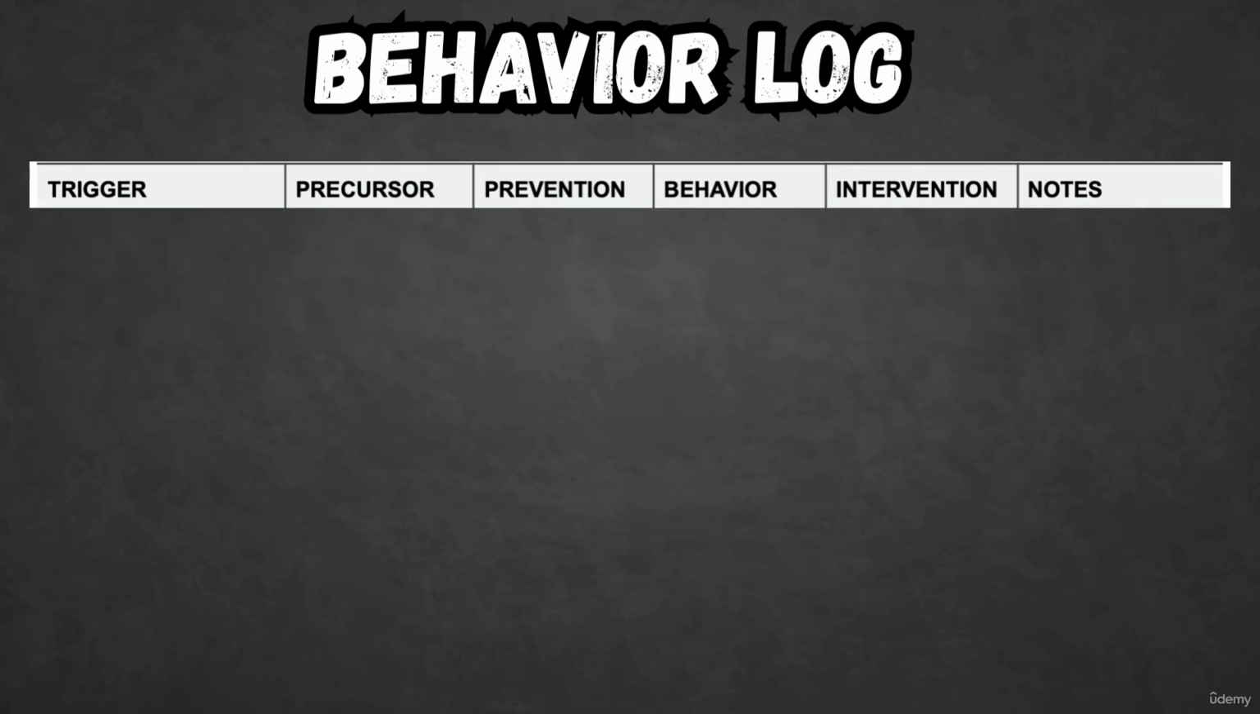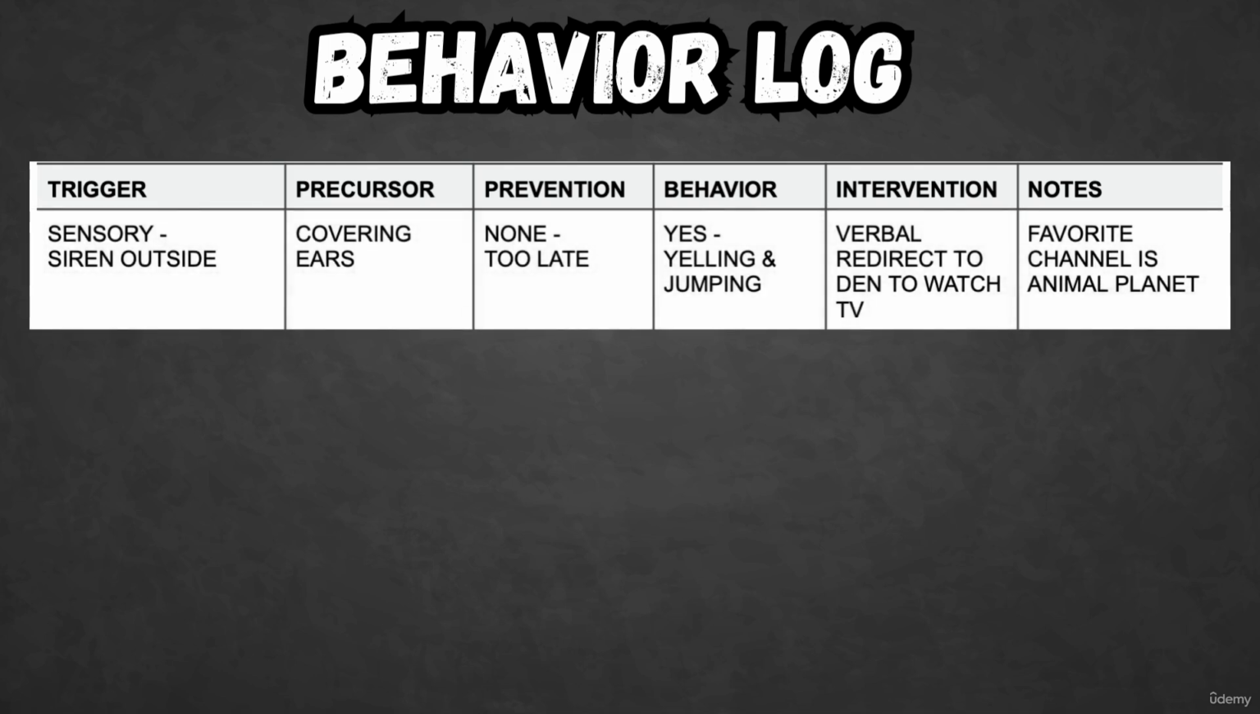The next one is a sensory of a loud siren outside. Again, you notice the precursor of covering the ears. Prevention is too late. The individual is yelling and jumping. Verbal redirect to watch some TV in the den. And then favorite channel is Animal Planet in the notes.